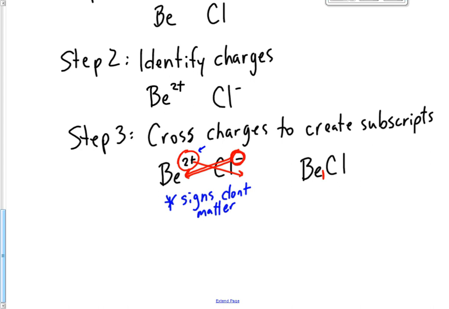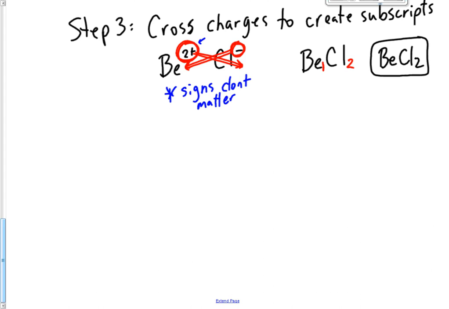And this 2 right here, this 2+, again, the fact that it's a positive doesn't make any difference. We're going to bring it down and make it our subscript for chlorine. So now our answer is BeCl2. That's the formula for beryllium chloride, which is what we were trying to do in the first place. Okay, so let's do some examples.